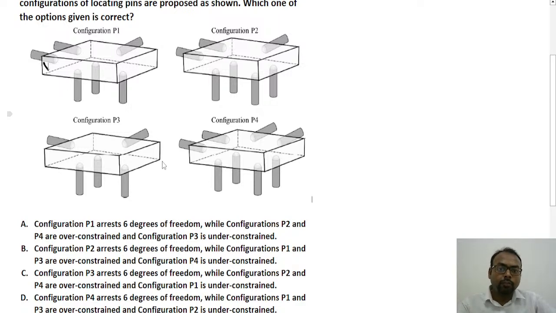So that's why finally what we get: in configuration 2 also two pins are there, in configuration 4 also two pins are there, but as from the first case, there have to be three pins at the base, so that is why we can neglect this, and right now this also. So we are left with only configuration P1.